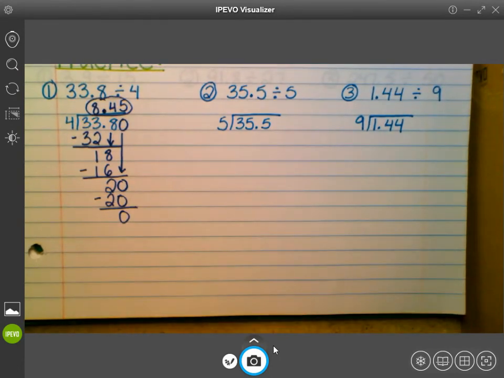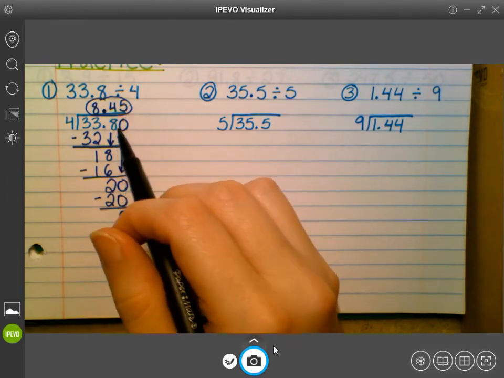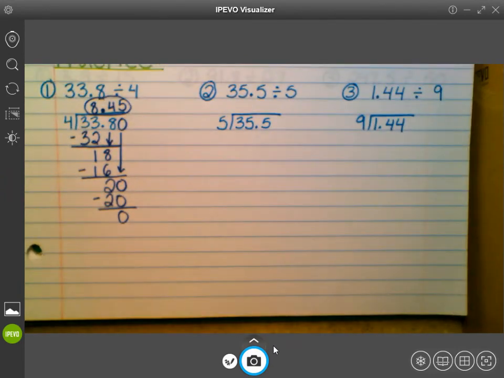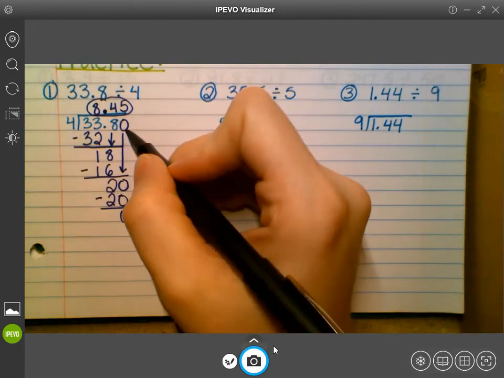5th grade, eyes on me for a second. Whenever you're working with a decimal, you can always add zeros to the right of it. You can't add it between the numbers that are already there, but you can always tack it onto the end.